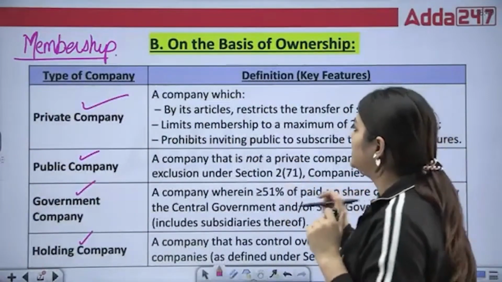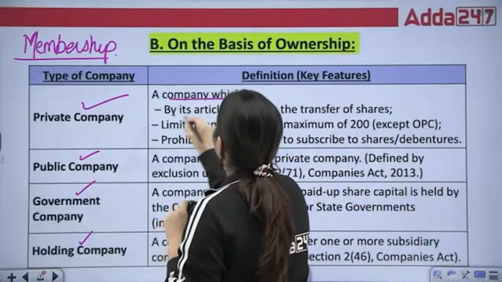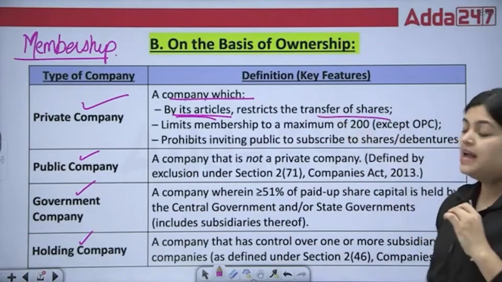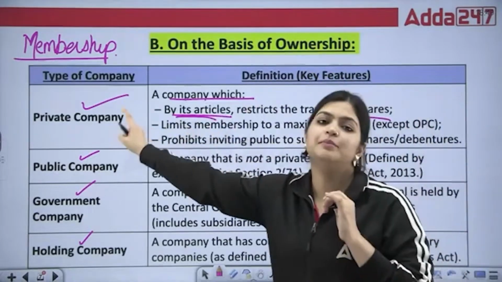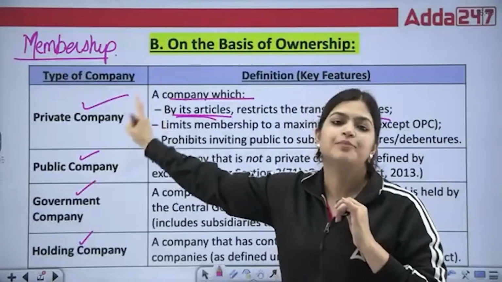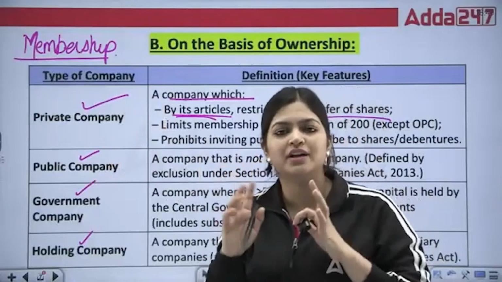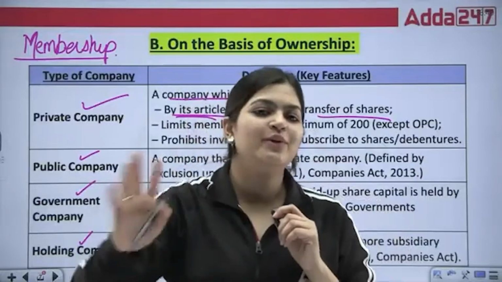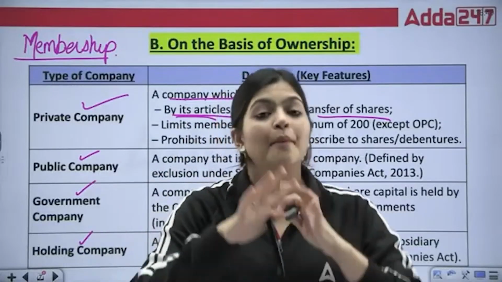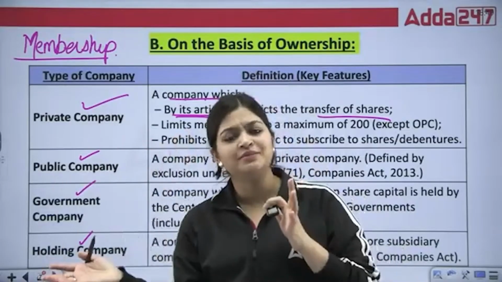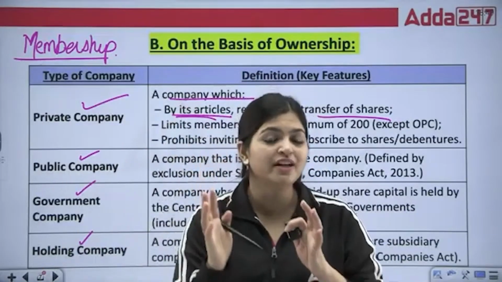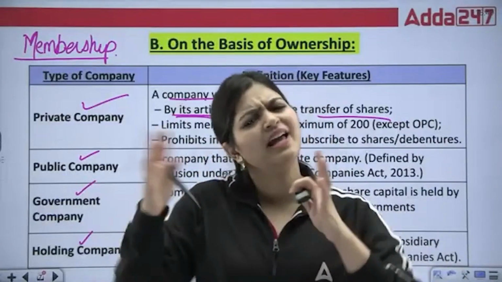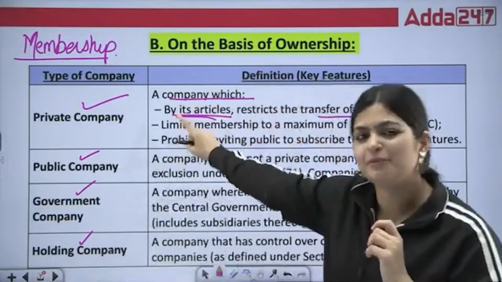So now private company means a company which by its articles restricts the transfer of shares. Now, we have some limits in case of private company. You can remember like private property. If you have authorization, then only you can enter any private property. Yes, but if it's public, anyone can enter. Remember like that. Private, only authorized persons are allowed. But public, anyone can use it. The same concept you need to apply here.